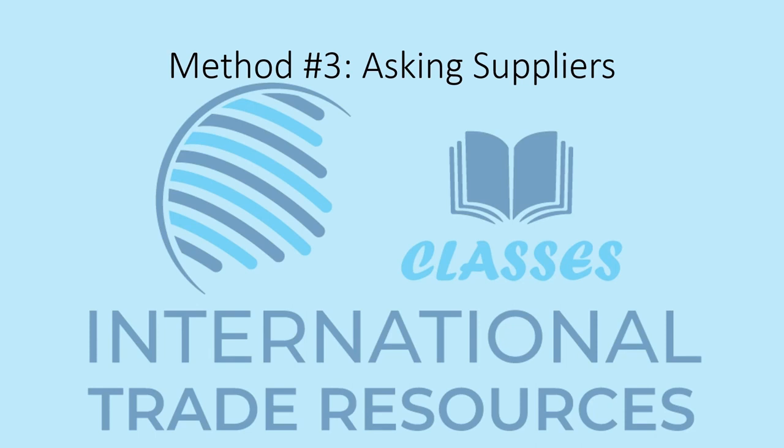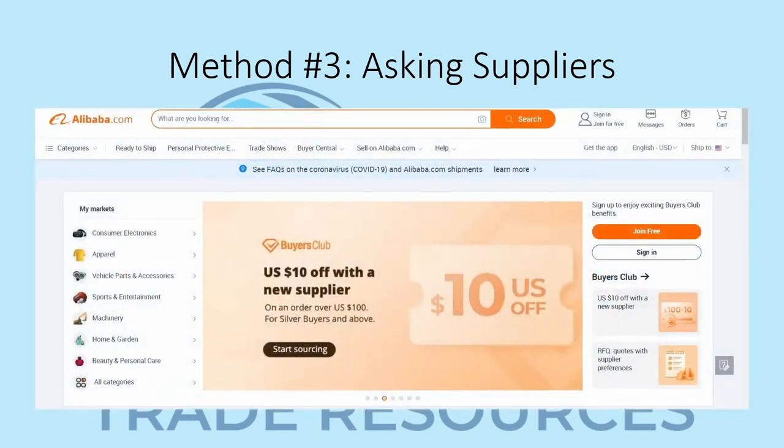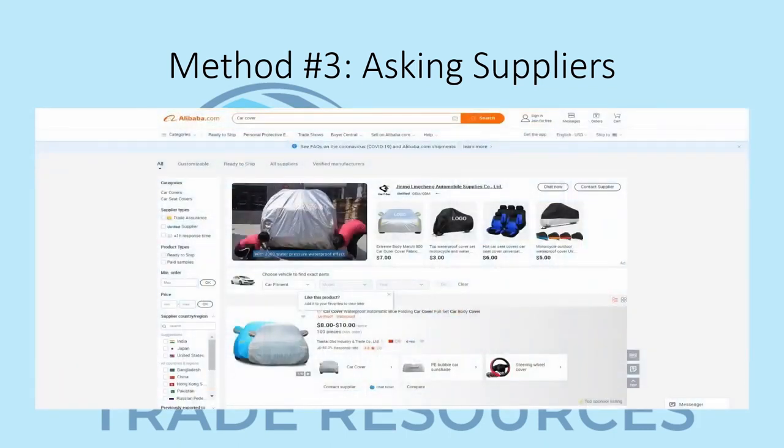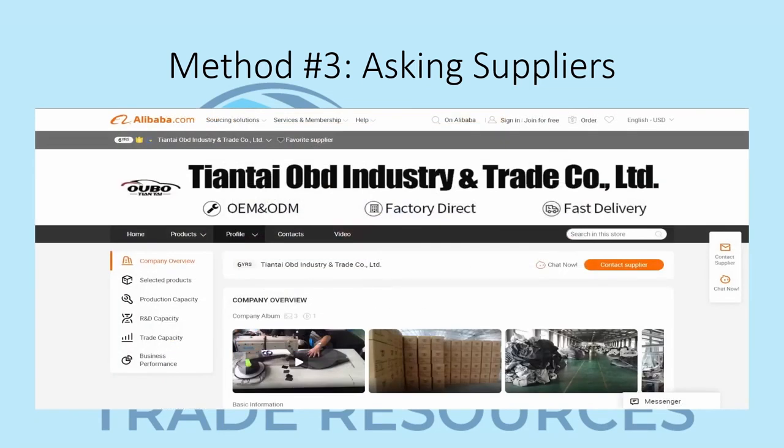So we had the idea to just go undercover and ask other suppliers. Since we were looking to import from China, we started on Alibaba.com, which is a great resource if you are trying to source your product specifically from China. From there, we searched for car covers, and you get a lot of options. As an example, we just looked at this one here, Tiantai OBD Industry and Trade Company Limited. If you click on their name right there, it'll take you to their company page. It'll tell you all about them and what they can do.